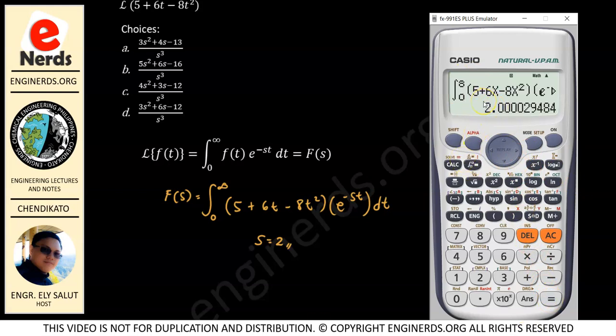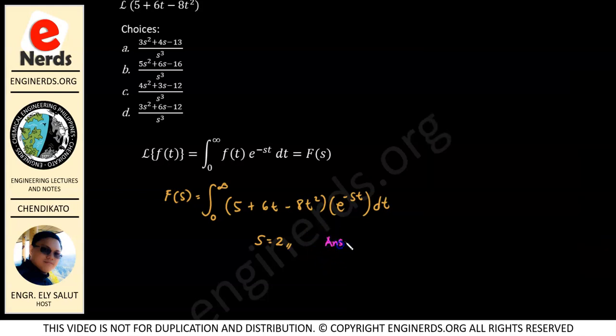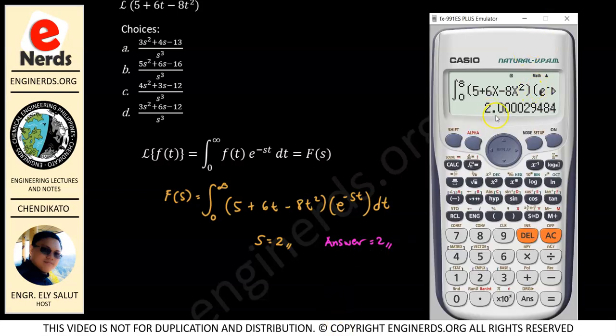And here, I have an answer of 2. The answer in our calculator is equal to 2. As you can see from here, it is 2.0000, no? Okay, so now, how are we going to check kung tama ba yung naging sagot natin? In order to check that, itong mga choices natin dito, we will substitute itong value ng s na in-assume natin.